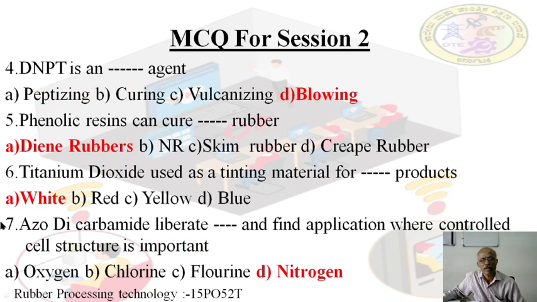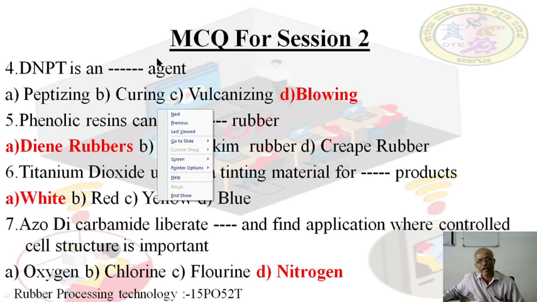Next, the fourth one is DNPT is a dash agent. Options: packaging, curing, organizing, D gluing. So DNPT is a blowing agent. It is a gas producing agent.